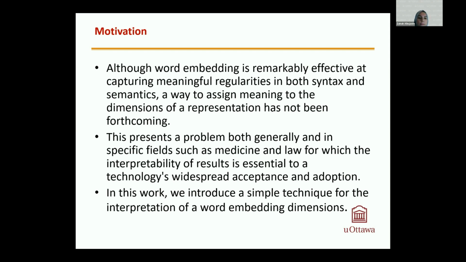It's also that interpretability of word embedding can provide us with a deeper understanding of these embeddings. It could also assist us in providing solutions to problems that already exist in the embedding space, such as the bias problem. So in this work, we introduced an effective and simple technique for interpreting word embedding dimensions.